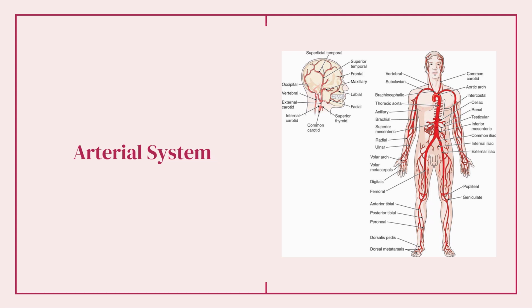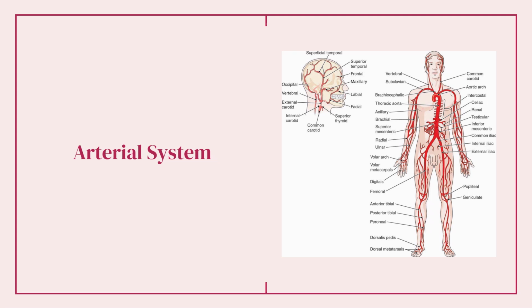So this slide shows the major arteries throughout the body, and this is important because these are the sites where we assess pulses and perfusion. So big picture here, we want to remember that arteries carry oxygenated blood away from the heart. They deliver oxygen and nutrients to tissues. So if there's a problem here, it really directly affects perfusion.